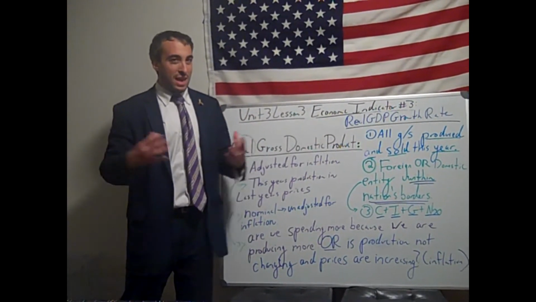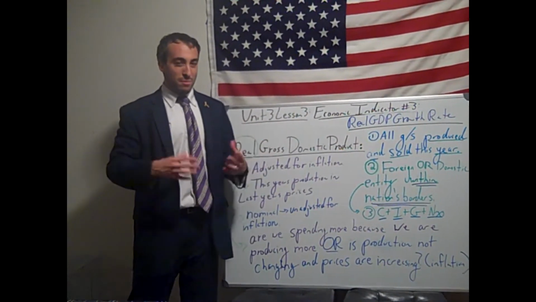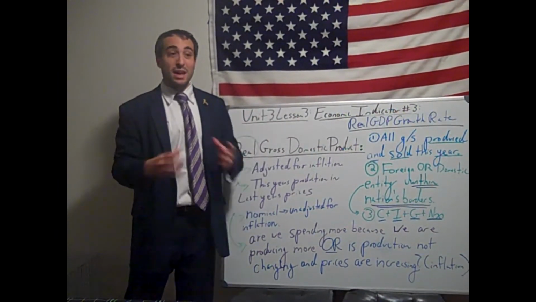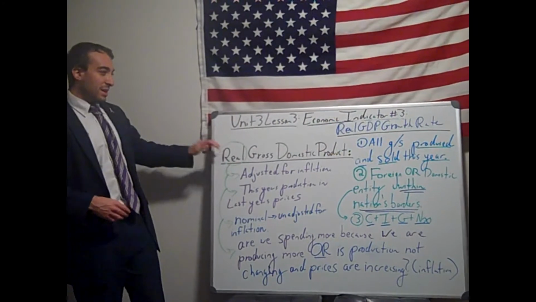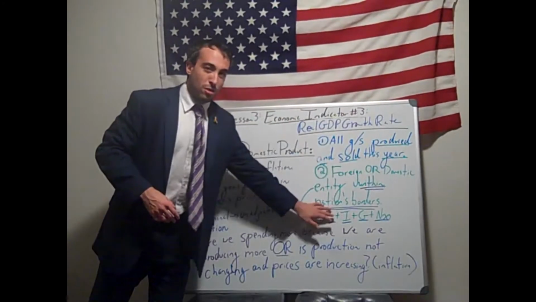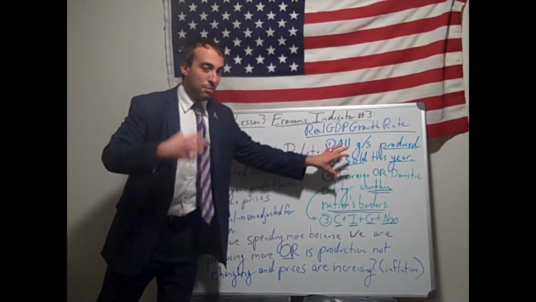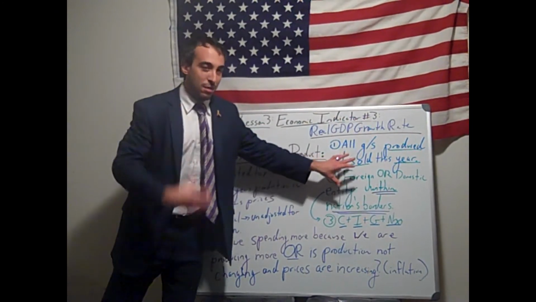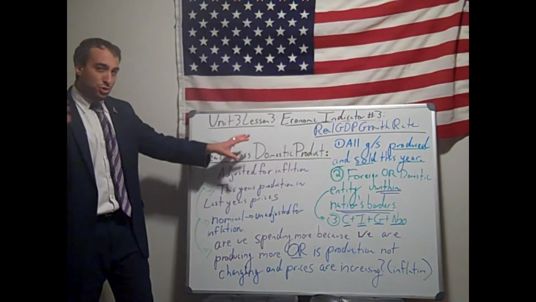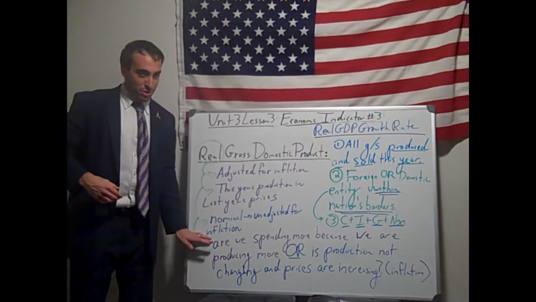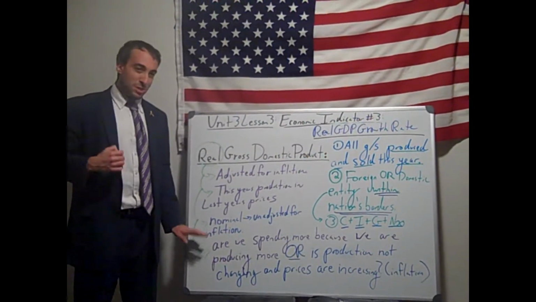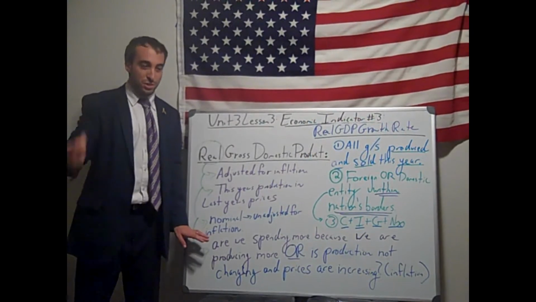That would give us an inflated number, and while the number might be nice, it means that the economy is not healthy. So you need the real gross domestic product to double check that all of the spending occurring within the nation's borders, within our circular flow model, using our resources to produce and to spend that money. Are we producing more? Are we spending more because we are producing more?